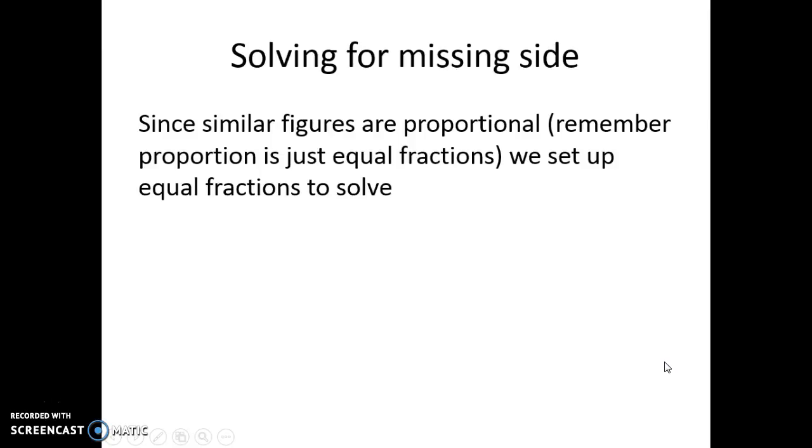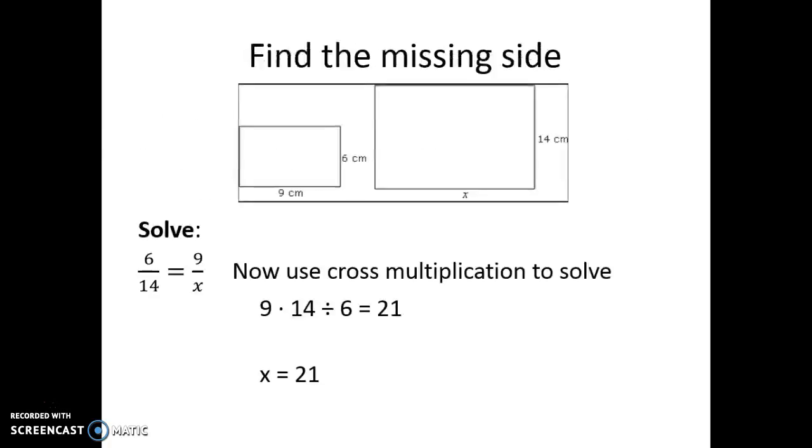Another thing you'll have to be able to do is solve for a missing side. Since similar figures are proportional, we can set up equal fractions to solve these. Take a look at this example. We have a 9 by 6 rectangle and another rectangle that's x by 14. We are trying to figure out what the x is, and we're going to do this by making a proportion. There's a couple of different ways you can set this up, and as long as you have the corresponding sides in the same place, then you'll know that you're on the right track.